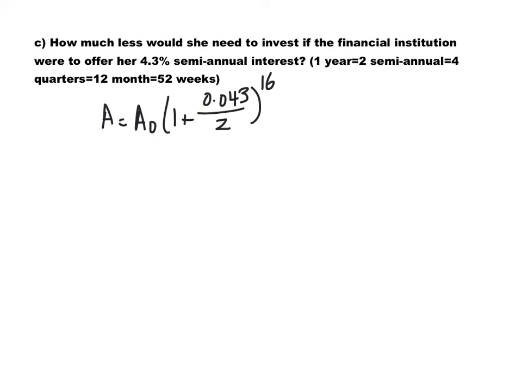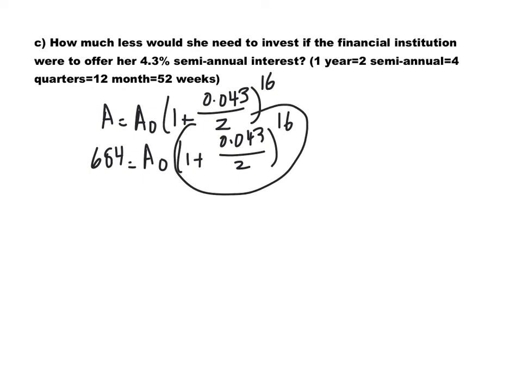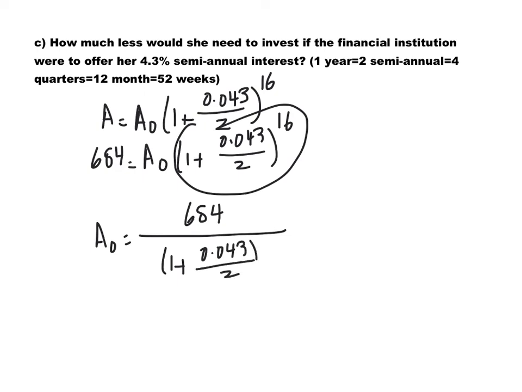Now in this case, the A value is again the same thing, which is 684. So 684 is A0 times 1 plus 0.043 divided by 2 exponent 16. Again, I divide by this bracket. I get A0 is 684 divided by 1 plus 0.043 divided by 2 exponent 16. This gives me approximately 486.68.